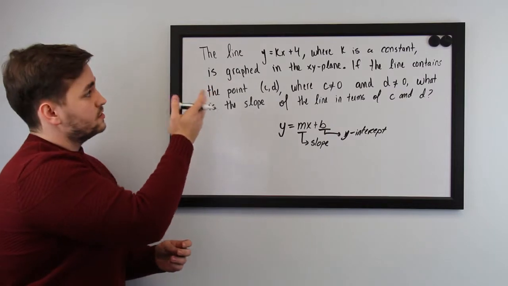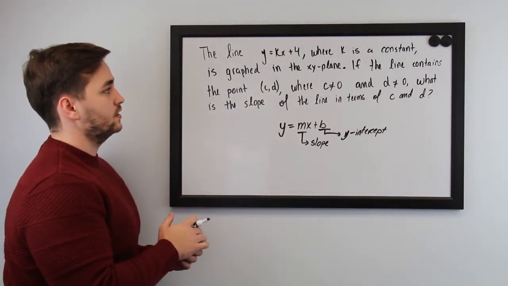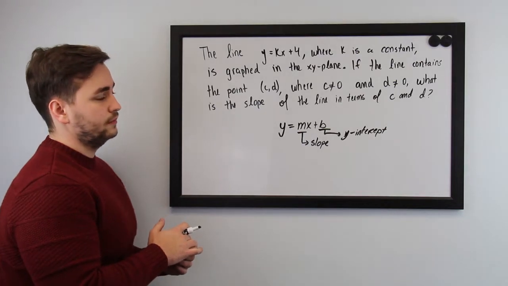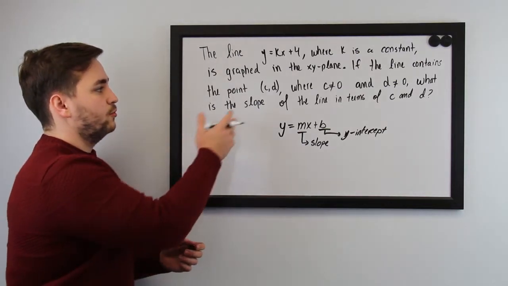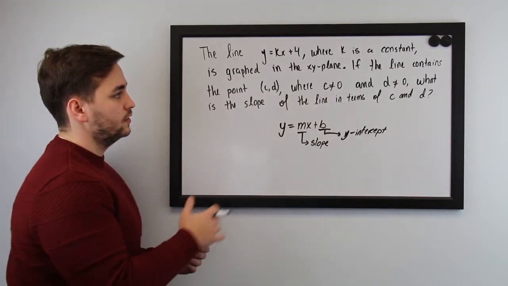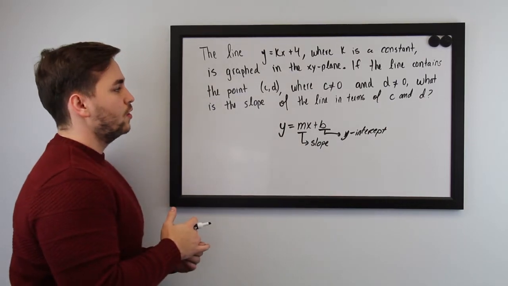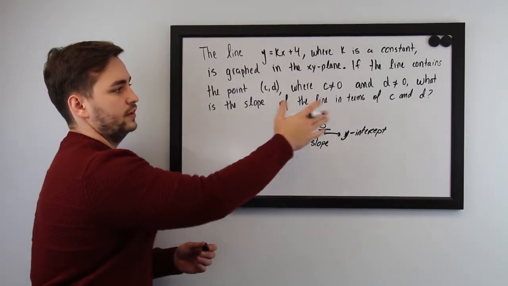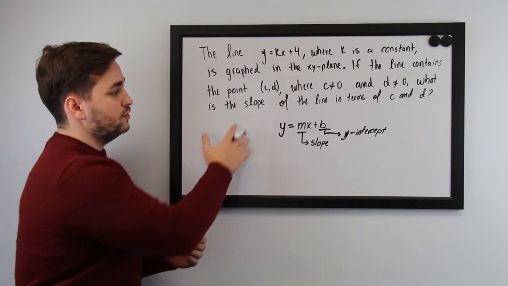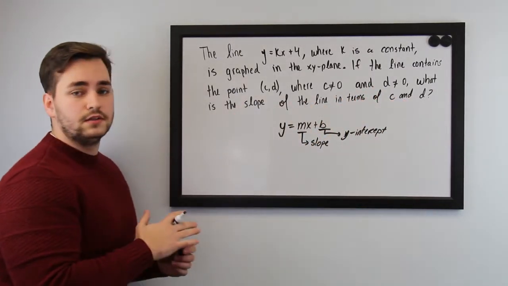The problem reads, the line y equals kx plus 4, where k is a constant, is graphed in the xy plane. If the line contains the point (c, d), so (c, d) is a solution to this line, where c doesn't equal 0 and d doesn't equal 0, what is the slope of the line in terms of c and d? So we're solving for slope in terms of c and d, so we're keeping c and d.